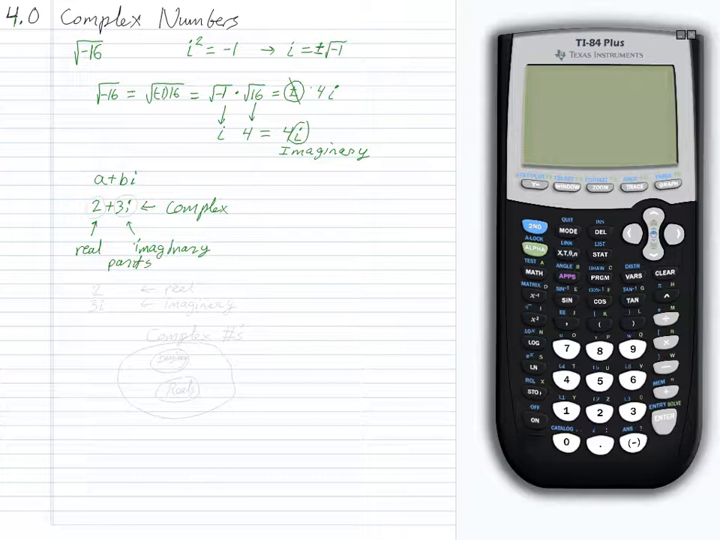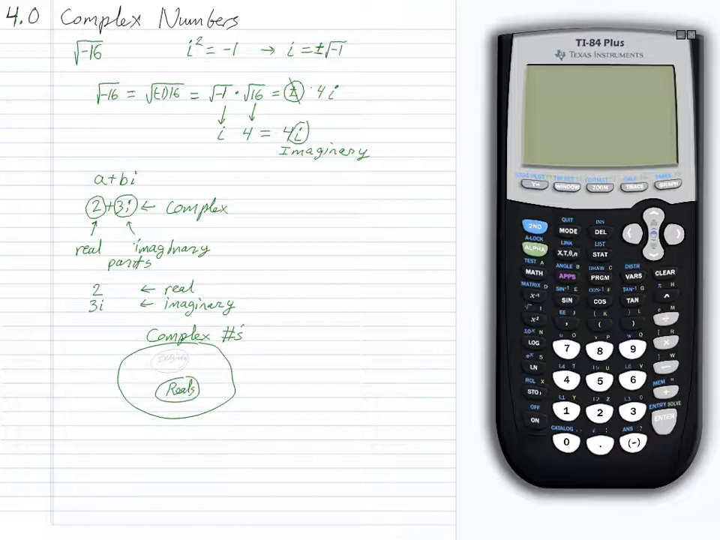Now, if a complex number has only a real part, then we would say that number is real. For example, the number 2 is real. On the other hand, if the complex number has only an imaginary part, that is, if the real part is 0, then we say that the number is imaginary. In this fashion, we can see that the real numbers are contained within the complex numbers, since every real number is technically a complex number which lacks an imaginary part.